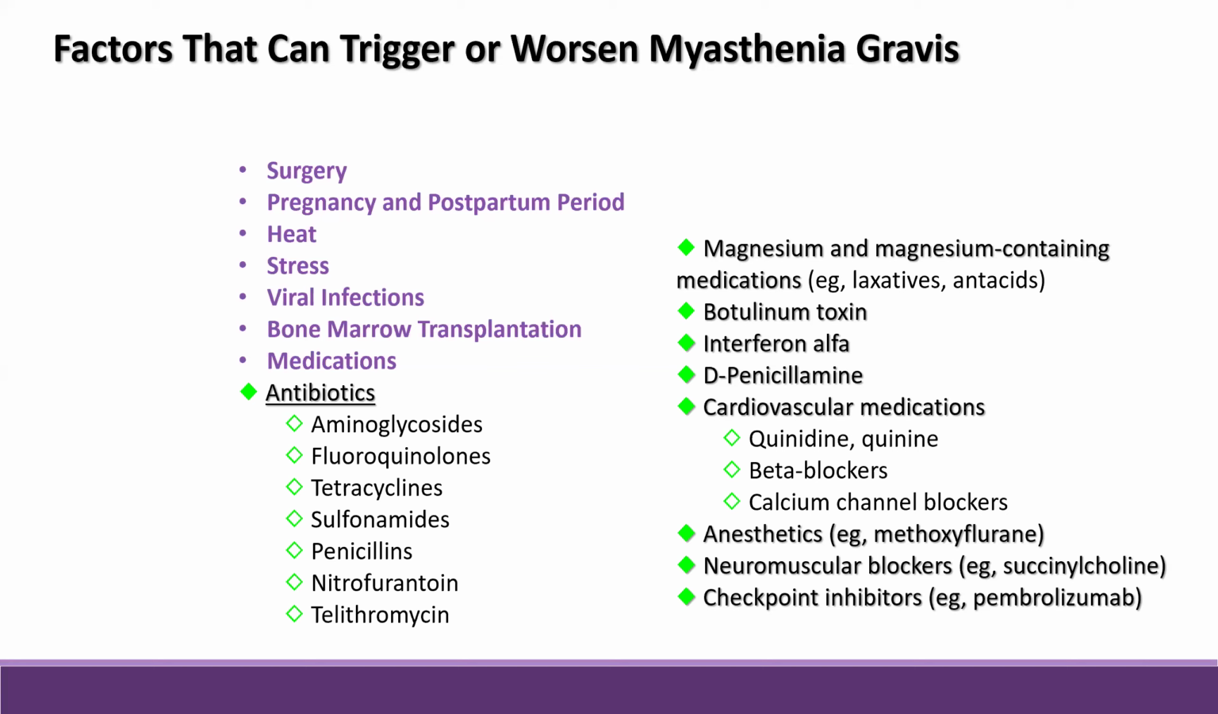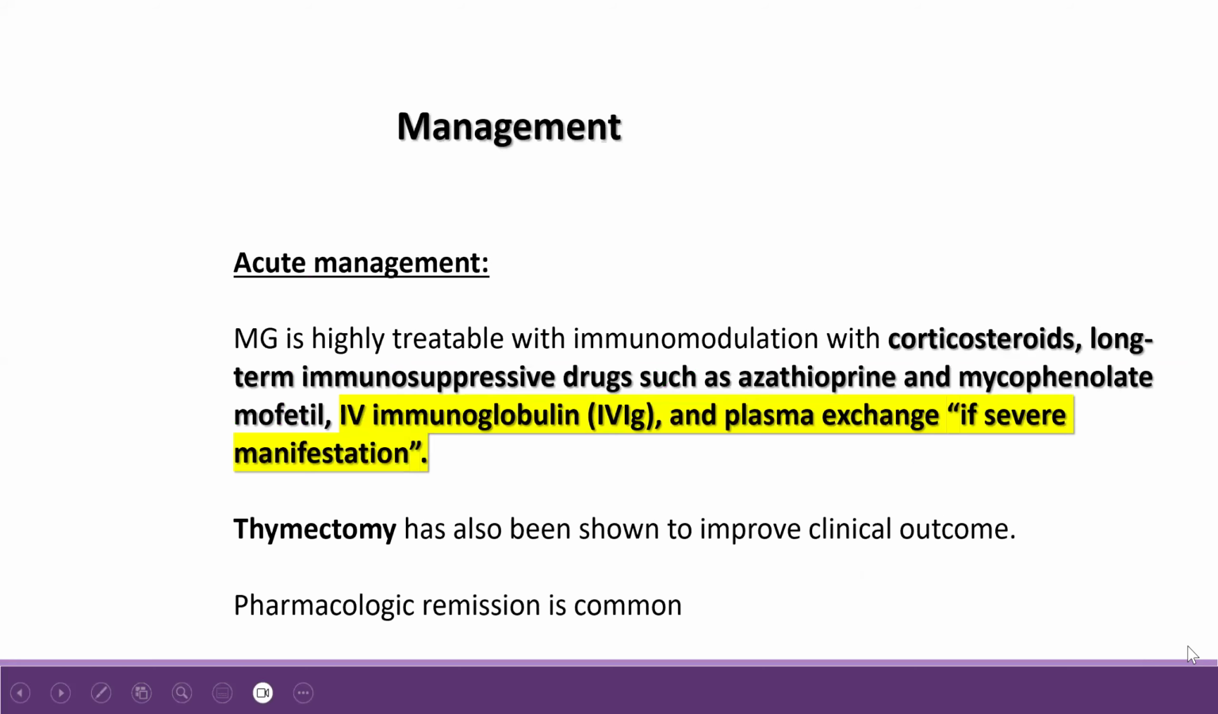marrow transplantation. Some medications we should keep in mind are some of the antibiotics, like aminoglycosides, tetracycline, penicillins, magnesium and magnesium-containing medication like laxatives and antacids, botulinum toxin, interferon alpha, D-penicillamine, and some of the cardiovascular medication, some of the anesthetics and neuromuscular blockers.